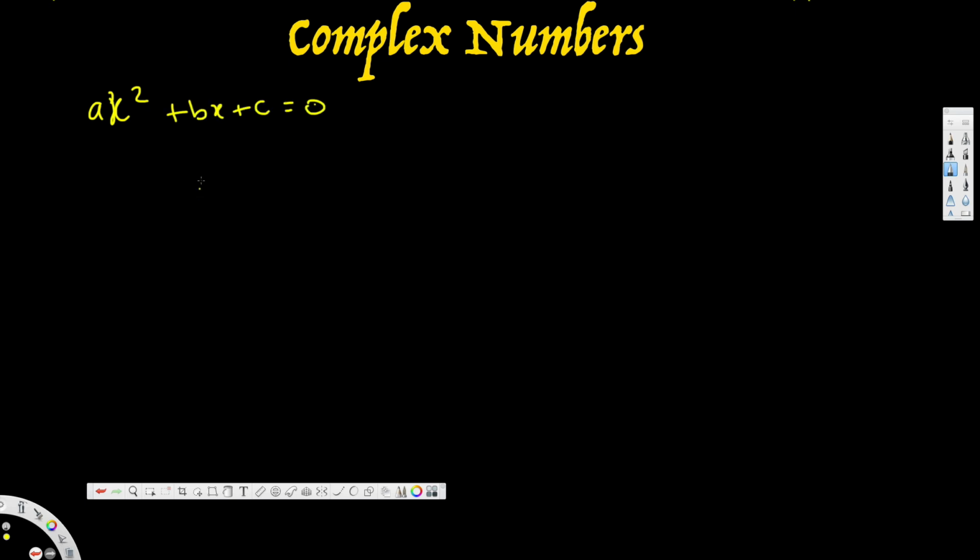Now how can we calculate the sum of the roots? Sum of the roots we can calculate simply by negative b over a, and the product of the roots can be calculated simply by doing c over a.